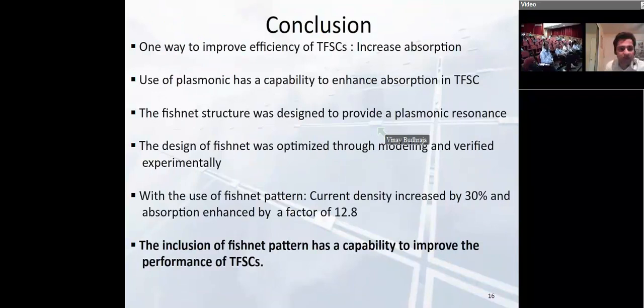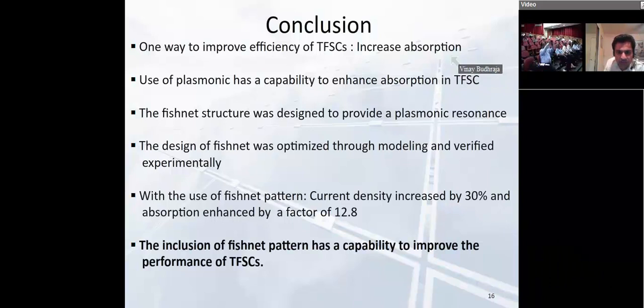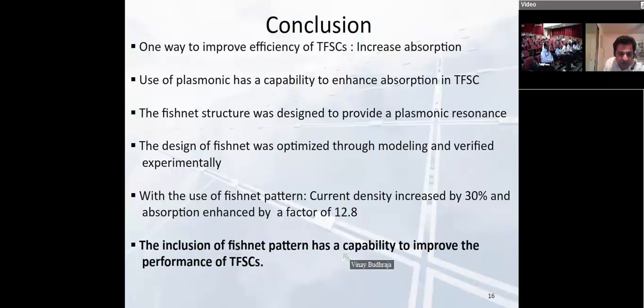Here are the conclusions of my talk. One way to improve the efficiency of thin film solar cells is to increase the absorption. The use of a plasmonic fishnet pattern has the capability to enhance absorption in thin film solar cells, as we see that the fishnet pattern, which has a plasmonic effect, showed an increase in absorption. The fishnet pattern was designed to provide plasmonic resonance, optimized through modeling, and verified experimentally. With the use of the fishnet pattern, the current density increased by 30% and absorption increased by a factor of 12.8. So we can say the inclusion of the fishnet pattern has a great capability to improve the performance of thin film solar cells.